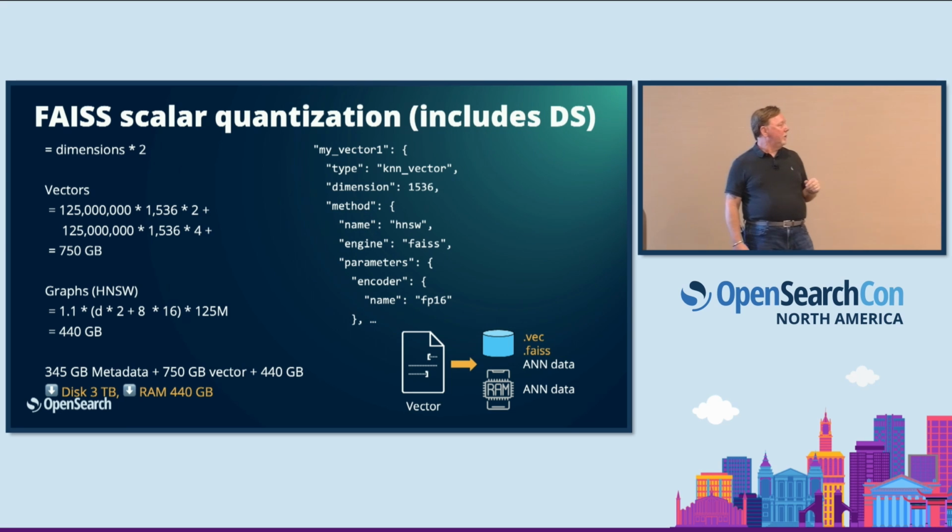The graphs, again, 440 gig. I won't go through the formula. D times 2 instead of D times 4 or D divided by 8. That gives me 440 gigabytes. So we end with 3 terabytes of disk and 440 gig of RAM.